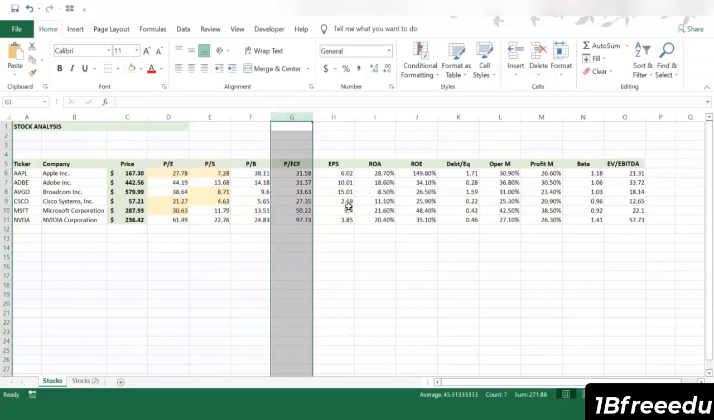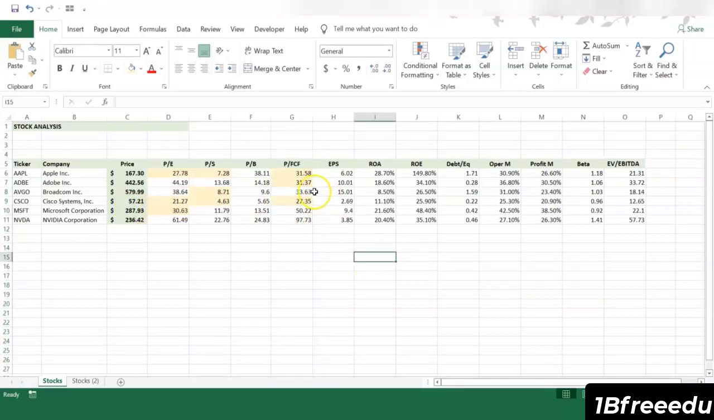Price to free cash flow should also be low, but the value of less than 15 to 20 is generally considered good. So in our case, we will focus on Apple, Adobe, and Cisco. Why? Well, because the average for our 6 companies is 45, so everything below that is good.